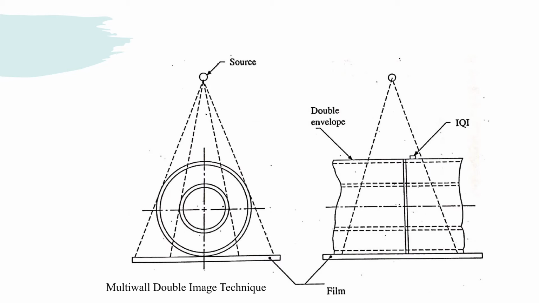The angular gap is estimated from the film by taking care of the enlargement of the image of the core and the envelope pipes. A minimum of three exposures are to be taken, each at 120 degrees apart, to assess the angular gap in various directions. So students, these are the multi-wall double image techniques.